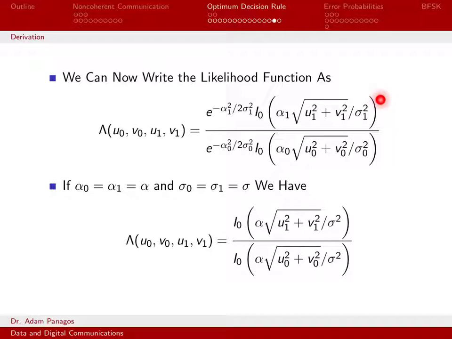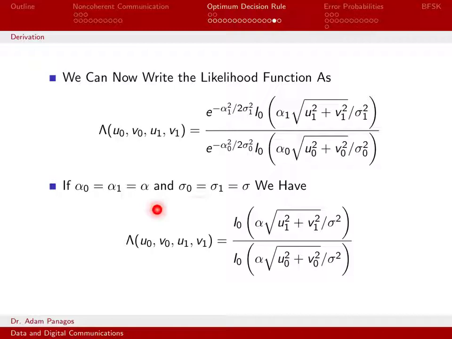On the numerator, we put f1 of z. On the denominator, we put f0 of z. All those leading terms cancel out, and all we're left with is a ratio of two Bessel functions and then these exponential terms. Okay. This further simplifies. If I have alpha 0 equal to alpha 1 equal to alpha, just some number, and the sigmas are the same, then it really simplifies.